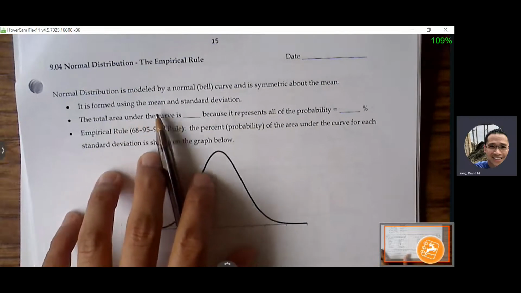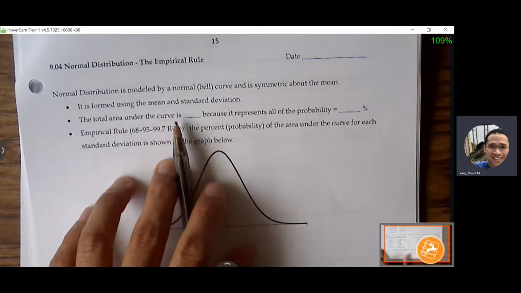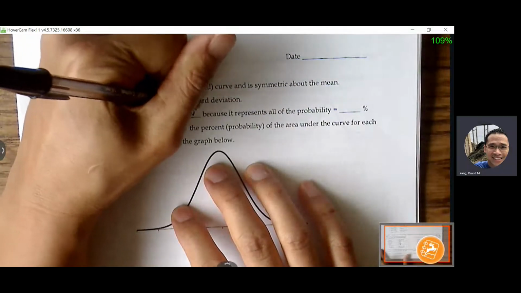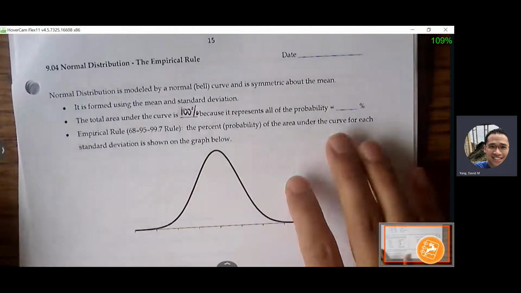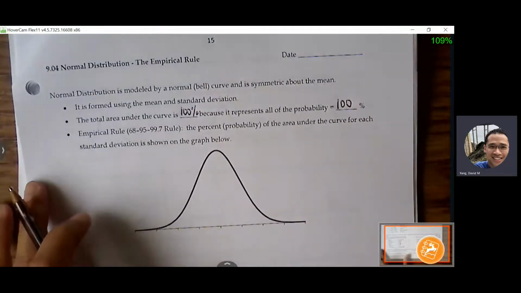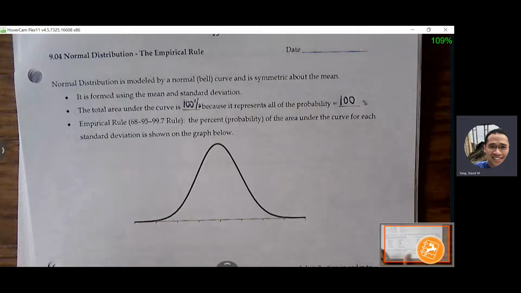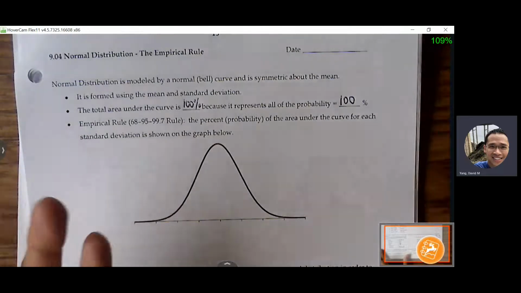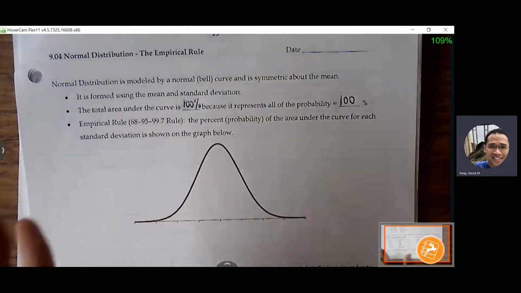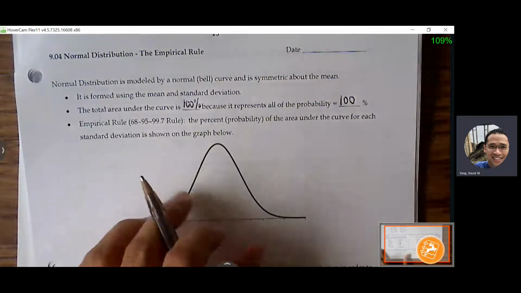Okay, so it's formed by using mean and standard deviation. The total area under the curve is 100%, because it represents all the probability, and the probability is 100%. So we're using probability to figure out, if we think about test scores here, what's the probability of a student scoring below this or scoring above a value?